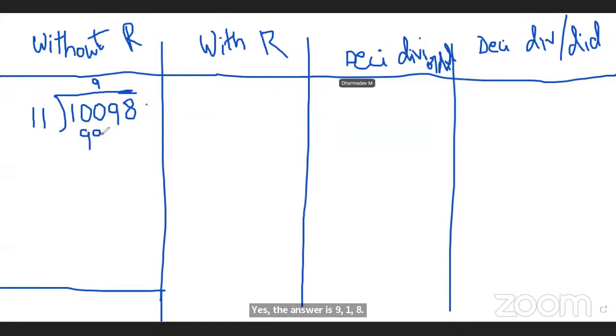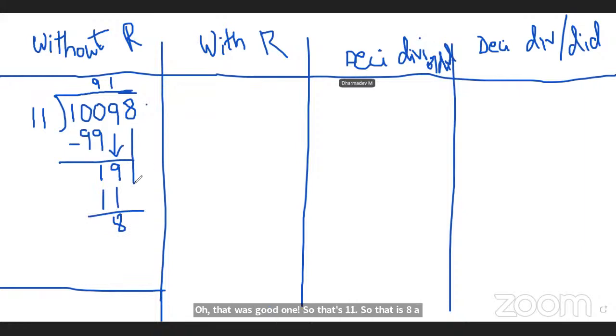So it's 99. 100 minus 99 is 1. I bring down 9. It's 19. In the 11 times table, it's closer to 1. So that's 11. So that is 8. I bring down 8. It is 88. Please have patience, Bikram. I'll surely give you the next questions. Some of them are still lacking in these. That's why.